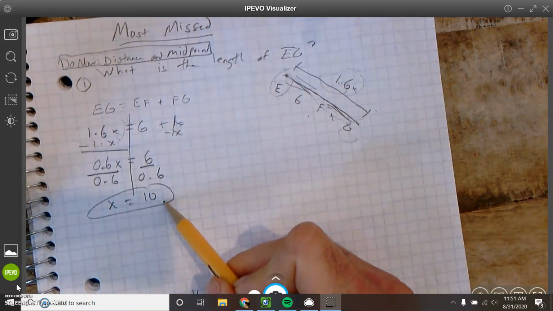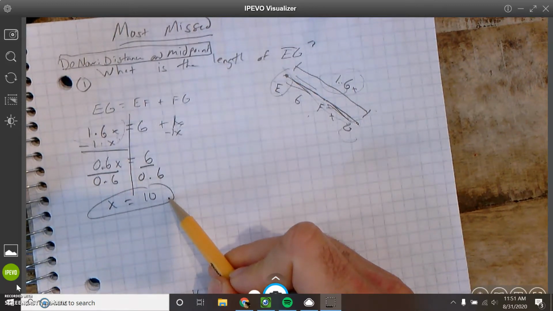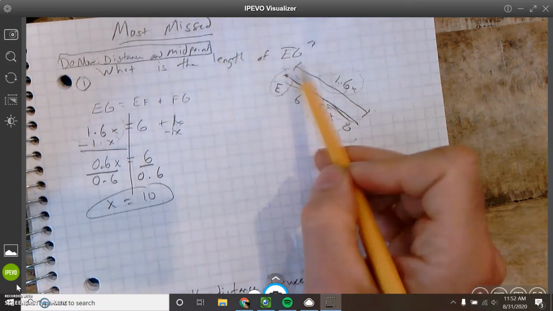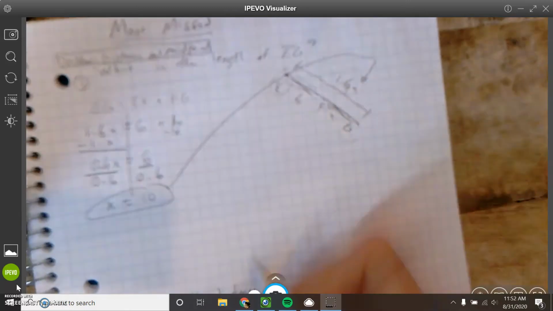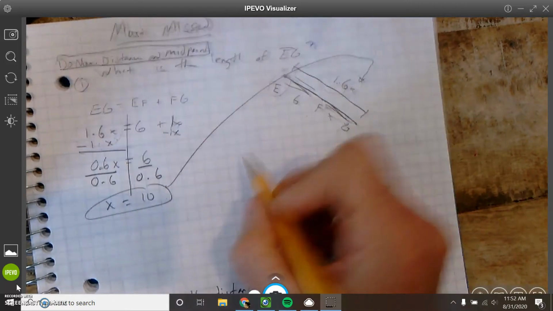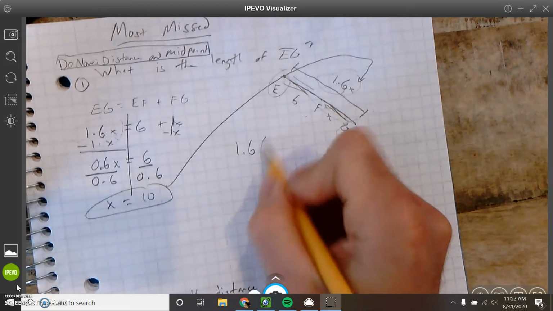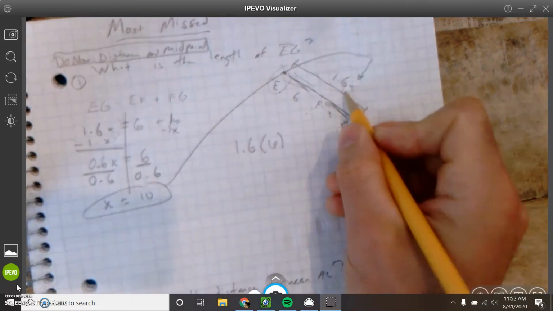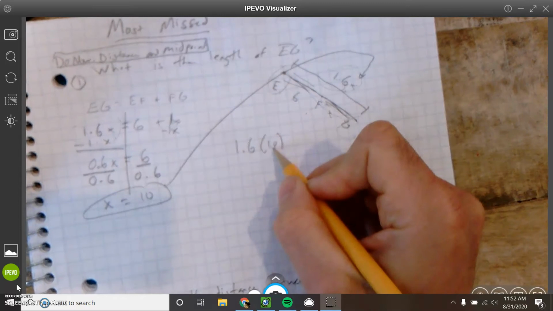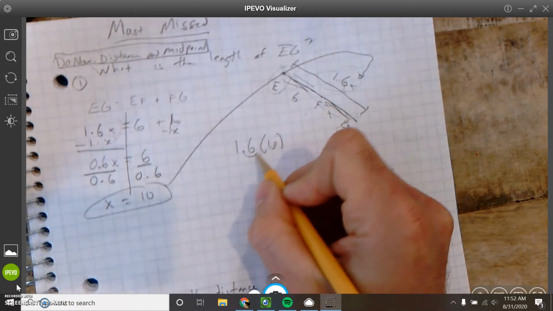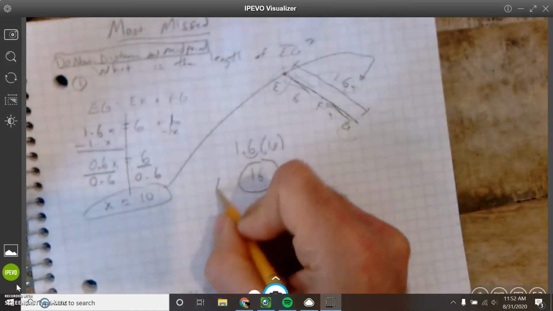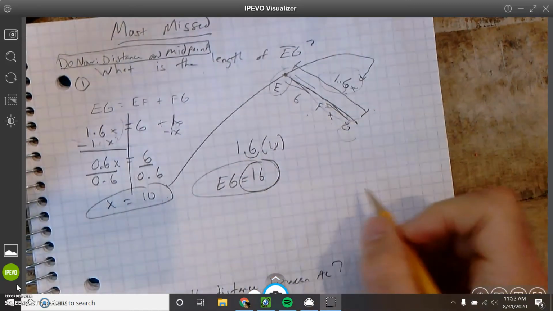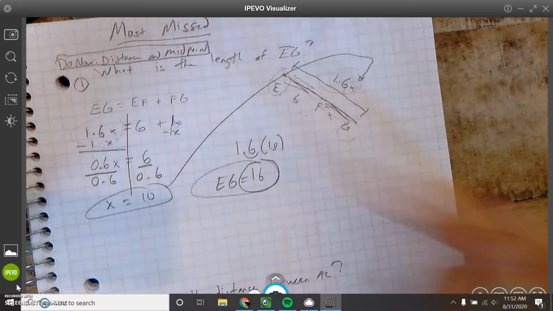Now, this was one of the answer choices. I think this was answer choice B, but this is wrong. Why is this wrong? Oh, because the question says, what is the length of EG? It doesn't ask you for x, it asks you for EG, so I've got to plug it back in. That means I've got to do 1.6 times x, which is 10. So 1.6 times 10, whenever you multiply by 10, you move the decimal one place that way, and that's going to be 16. So this length, E to G, equals 16. And that was the answer to the one on the do now.